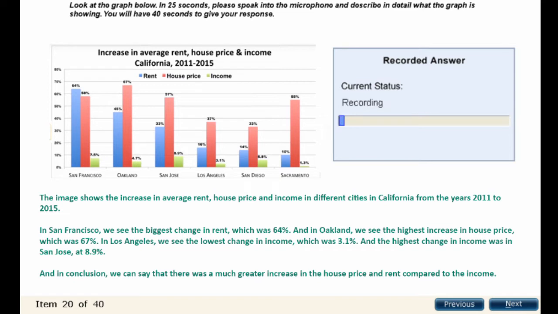The image shows the increase in average rent, house price, and income in different cities in California from the years 2011 to 2015. In San Francisco, we see the biggest change in rent, which was 64%, and in Oakland, we see the highest increase in house price, which was 67%. In Los Angeles, we see the lowest change in income, which was 3.1%, and the highest change in income was in San Jose at 8.9%. And in conclusion, we can say that there was a much greater increase in the house price and rent compared to the income.